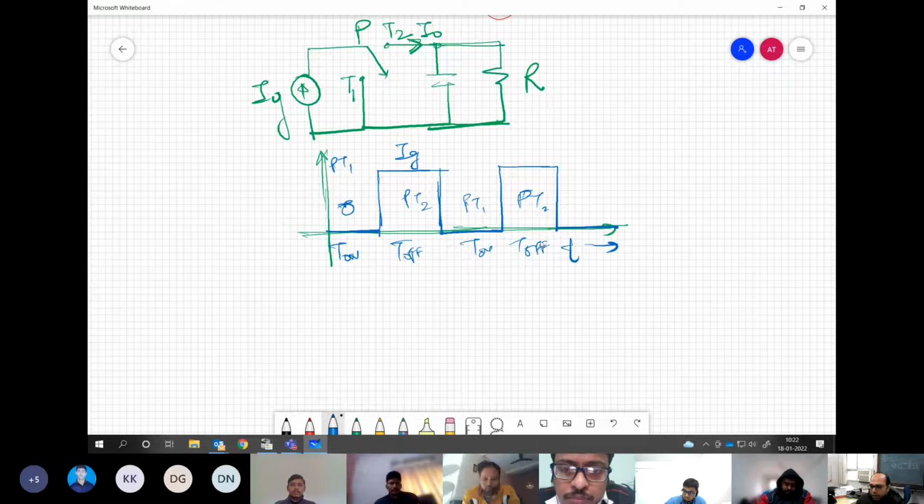You understand this point? Because we are dealing with a current source, we need to think from the current point of view. This is the quantity we have. We do not know anything about the load voltage. Now, on an average basis, what is the current injected into the load?